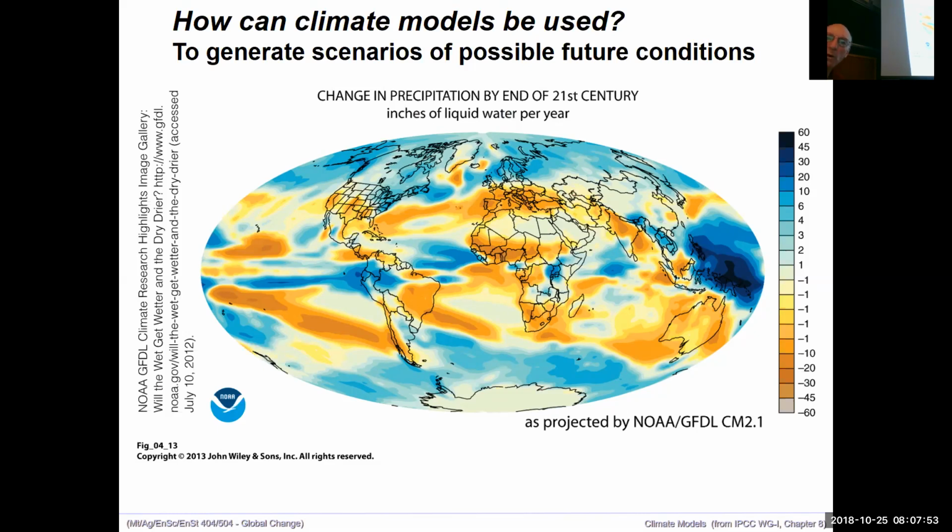So here's one portrayal of this kind of scenario. Change in precipitation by the end of the 21st century, in inches of liquid water per year. The color-coded legend on the right-hand side shows that the dark blue colors indicate wetter conditions and the brown colors indicate drier conditions.